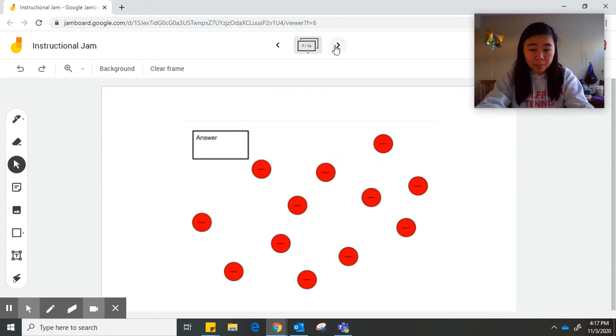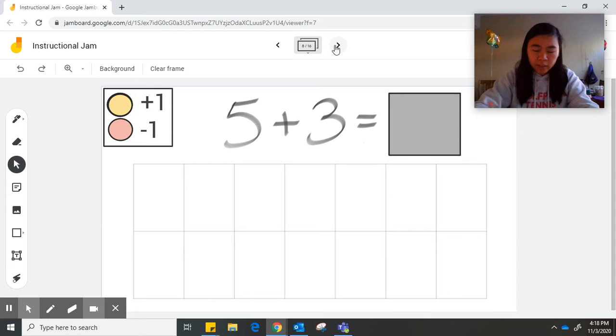One more. Can I make any zero pairs? I don't have any positive counters. I can't make any zero pairs, so my answer is just what's remaining. 1, 2, 3, 4, 5, 6, 7, 8, 9, 10, 11, 12 counters, and they are negative, so my answer is a negative 12. Okay, so a zero pair is when we have a positive and a negative, and when we put those two together, it equals 0. They cancel each other out. It has no value. Okay, so now I think we're ready to look at modeling addition using counters.